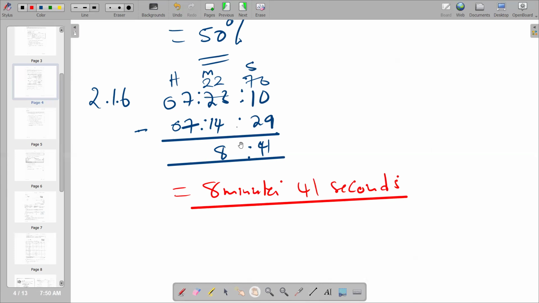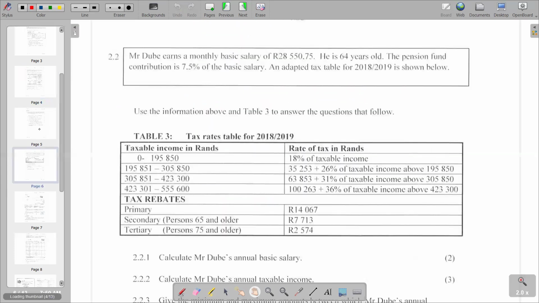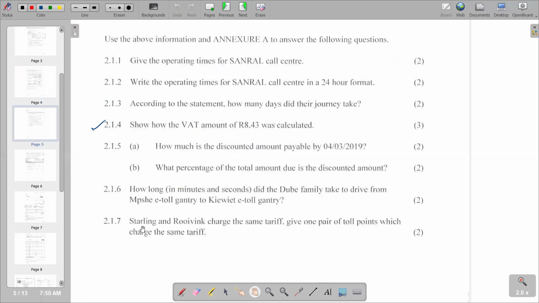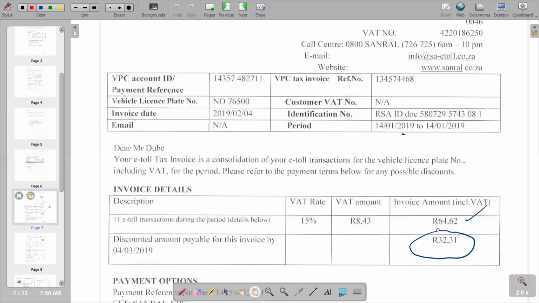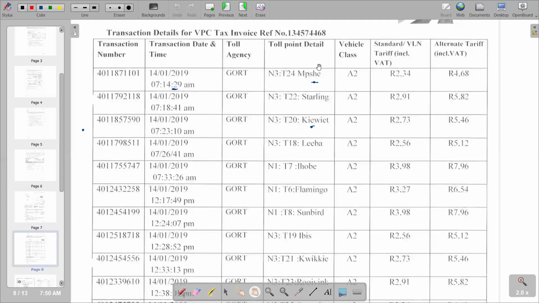So I'm moving on to the next part of our question, which is now going to be 2.1.7. Starling and Waving charge the same tariff. Give one pair of toll points which charge the same tariff. So we are given that Starling and Waving have the same charge. So which other pair has the same charge is the question. So we try to see where we have our column for charges. We have it in this column, so we can see where we have the same charges.